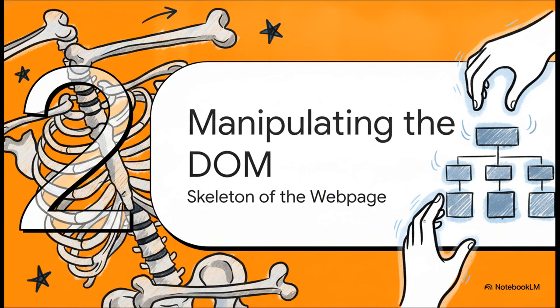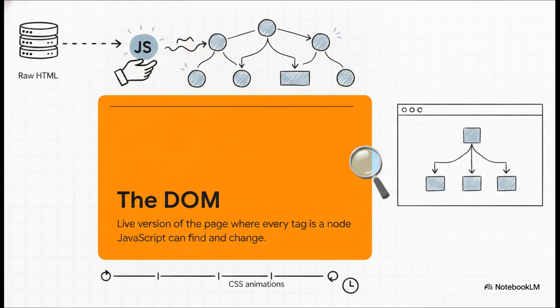All right, section 2, manipulating the live DOM, the skeleton of the web page. This is where JavaScript actually reaches out and molds what the user sees. The DOM, or document object model, is not your raw HTML file sitting on a server, right? It is the live, in-memory version of your web page that's currently sitting in the browser's memory. In the DOM, every single tag is a node that JavaScript can find, grab, and completely change on the fly.